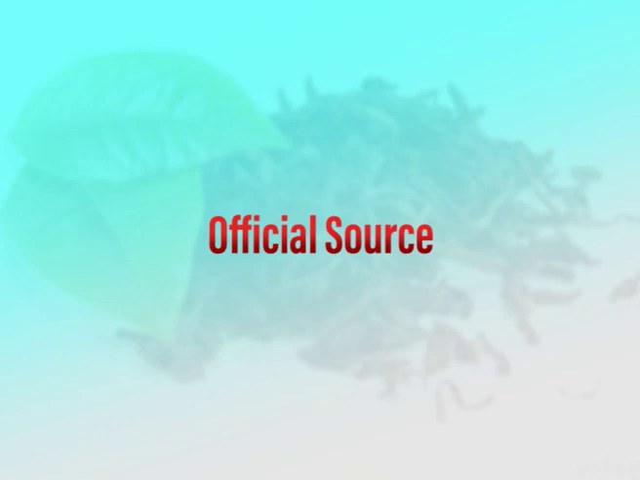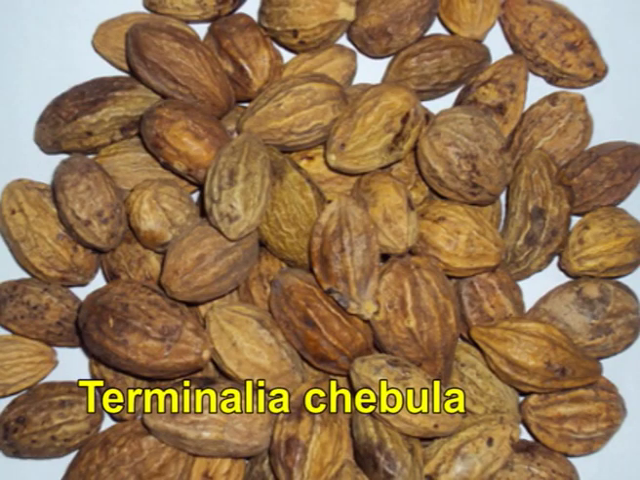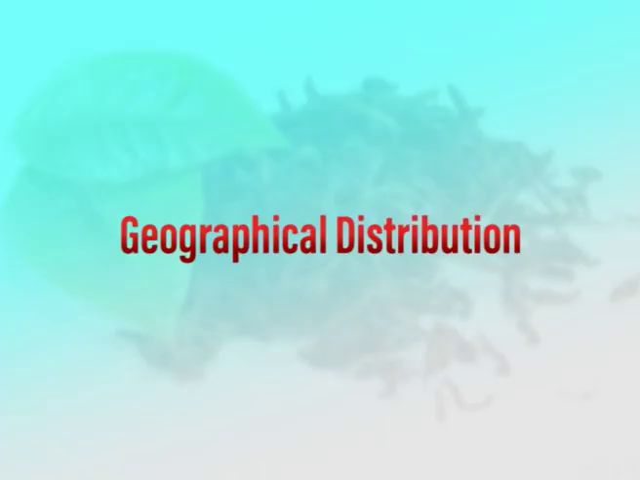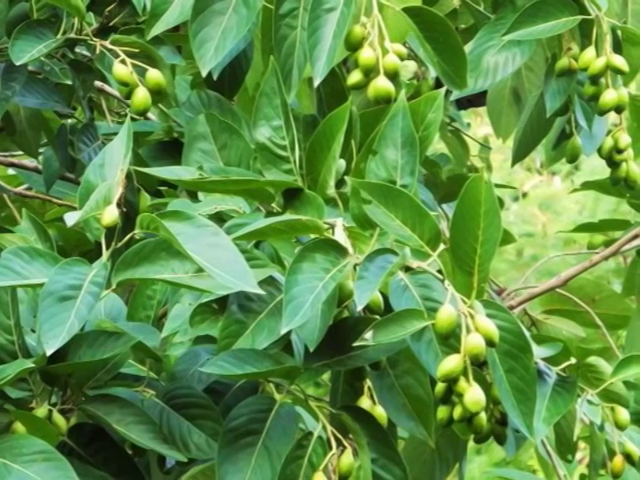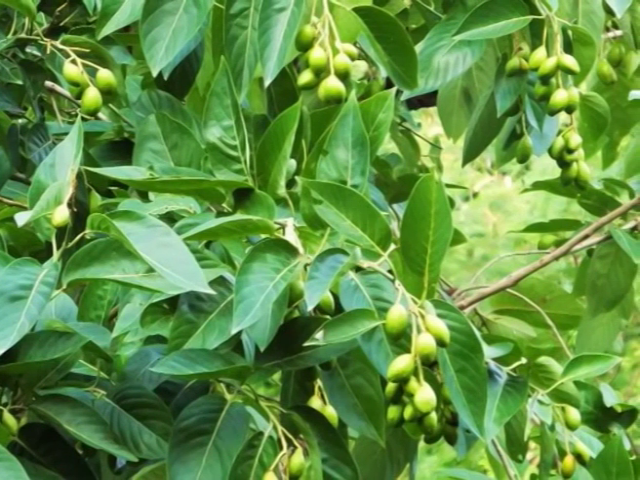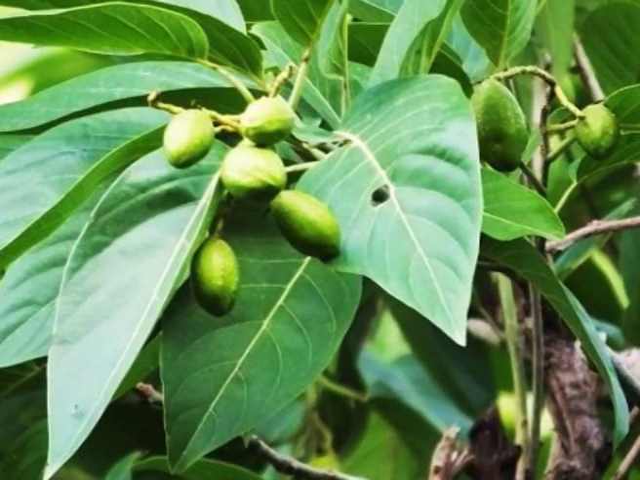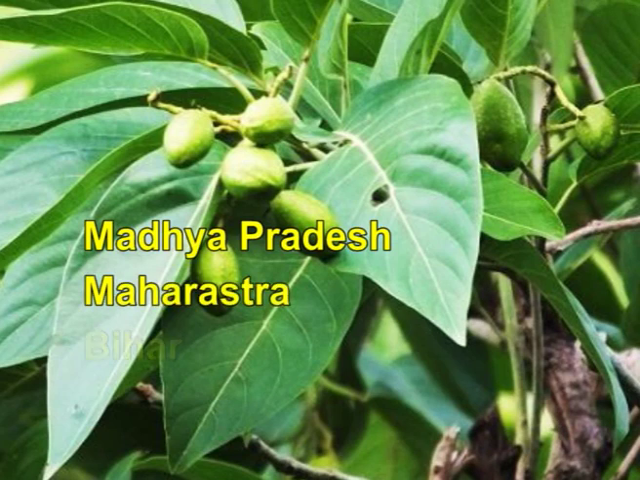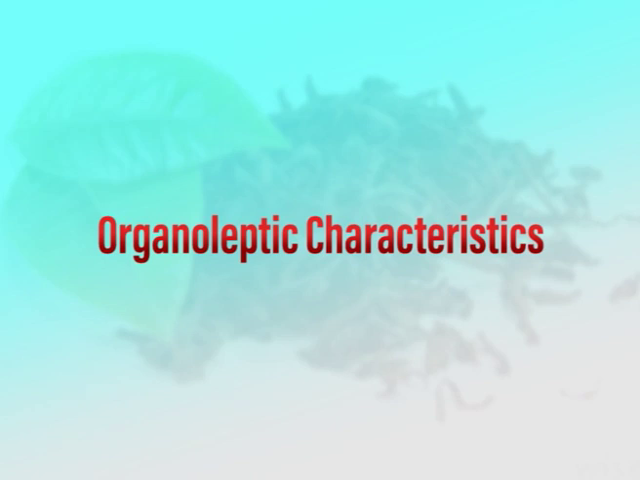Coming to the official source of harad, the harad comprises of dried, ripe, and fully matured fruits of Terminalia chebula, belonging to family Combretaceae. Coming to the geographical distribution, the harad trees are found in sub-Himalayan tracts from Punjab to Assam. However, some trees are also found in deciduous forests of Madhya Pradesh, Maharashtra, Bihar, and Gujarat. Now, subsequently, I will be discussing the organoleptic characteristics of the harad fruits.